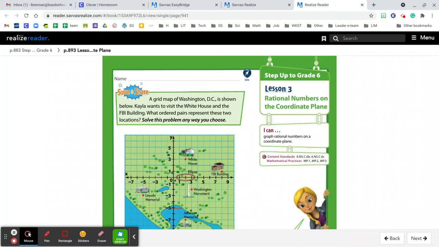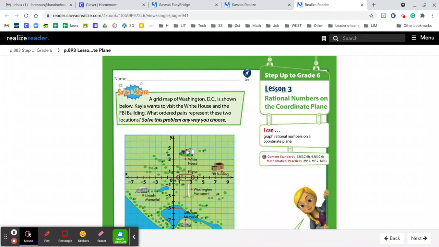All right, today we're doing Step Up to Grade 6, Lesson 3, Rational Numbers on the Coordinate Plane. So we are going to be looking at the 4-quadrant grid as opposed to the 1 quadrant. We're used to working in Quadrant 1, sorry about that, and I'll show you how that works in a second.